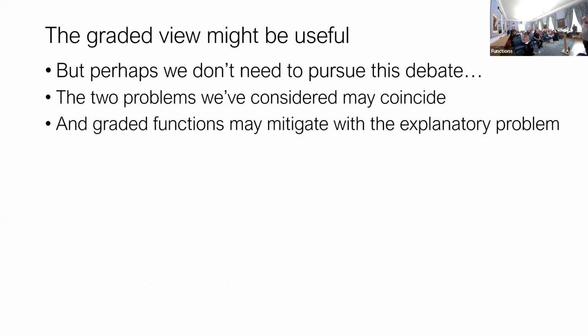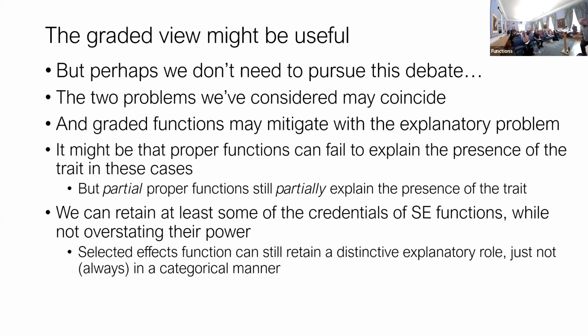But I want to say, maybe we don't need to have this fight if we adopt a graded view. I think we can diffuse this issue to a reasonable extent. Because these two problems that we're talking about coincide, I think, and a graded functions view will mitigate this debate that we might have about whether or not some effect explains the presence of a trait. Because fine, it might be that in some of these cases, the proper function fails to explain the presence of the trait to full extent. But the partial proper function is allowed to explain the presence of the trait to a partial extent that we might actually be able to specify. And then there's no reason for us to have this kind of debate.